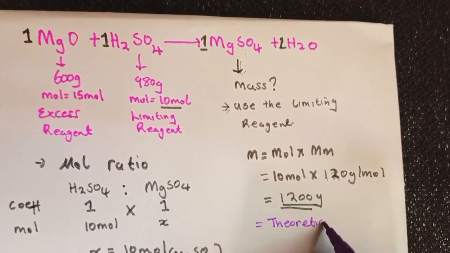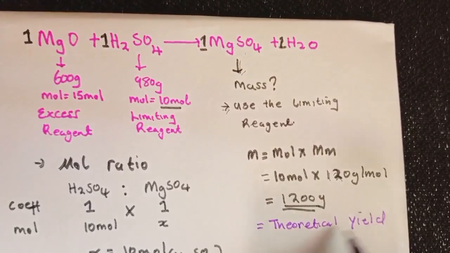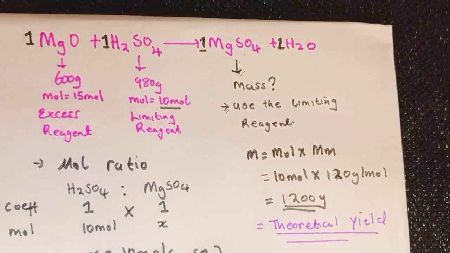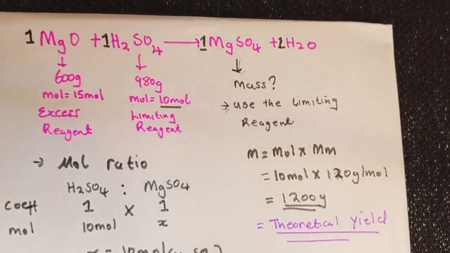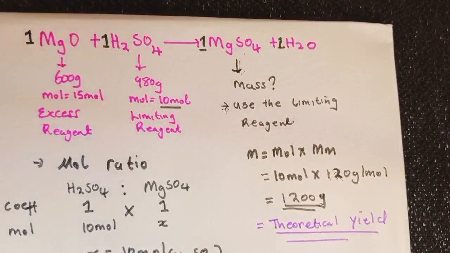You might be asked to find the theoretical yield. Okay, that's the question here done. 1,200 grams. Okay, 1,200 what? Grams. Let me write that nicely. Okay, so let's go to the other question.